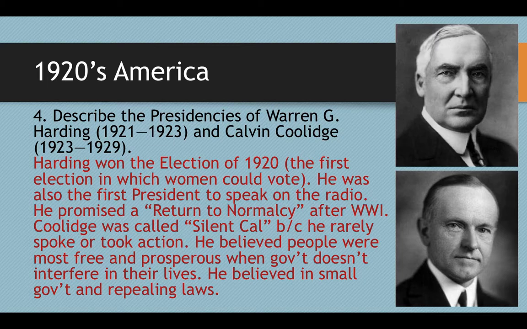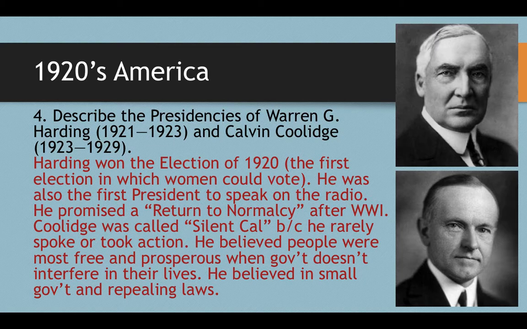And after Warren G. Harding came Calvin Coolidge. So Coolidge was called Silent Cal. And the reason he was called Silent Cal is because he rarely ever spoke or even took much action. And he believed people were most free and most prosperous when government doesn't interfere in their lives at all.